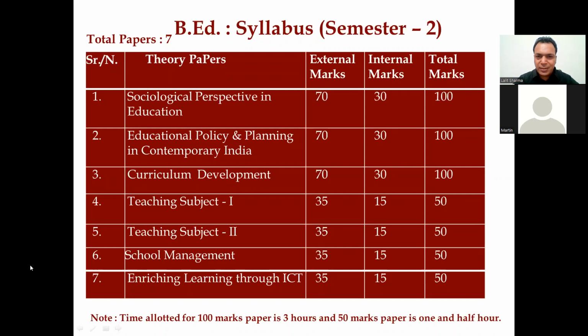And there is one note, please see at the bottom of the slide, I have written the time allotted for a 100 marks paper is 3 hours, right? This is for your semester exams, and semester examinations always happen in the evening session, right? So the time of your semester exam is 1:30 p.m. to 4:30 p.m. For the first 3 papers, which are of 100 marks, the time allotted is 3 hours. So 1:30 to 4:30, and for the rest of your 4 papers you have to appear for 1.5 hours because they are 50 marks papers, right?